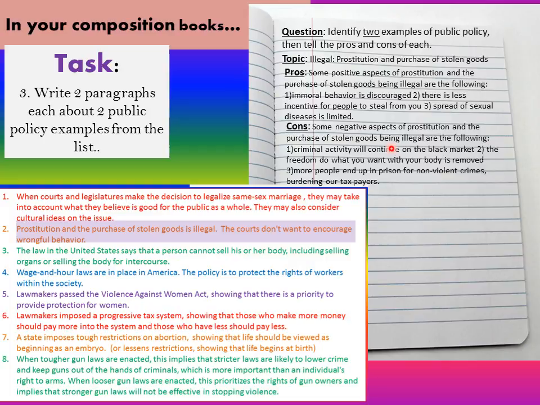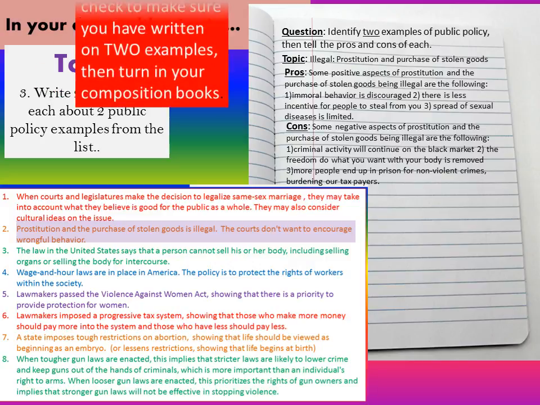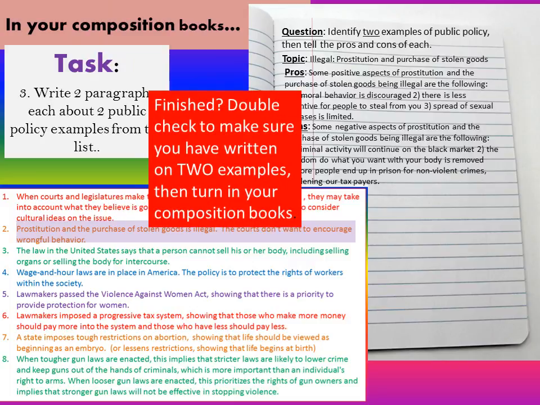So how many do you have? 2 examples. So this is 1 example. You need to write 1 and then write another one. If you still have questions, you need to come ask me or text message me. Once you are finished, I want you to double check to make sure that you have written on 2 of the examples, and then you can just turn in your composition books. So, if you have any questions, come ask me, shoot me a text message, or ask a friend.